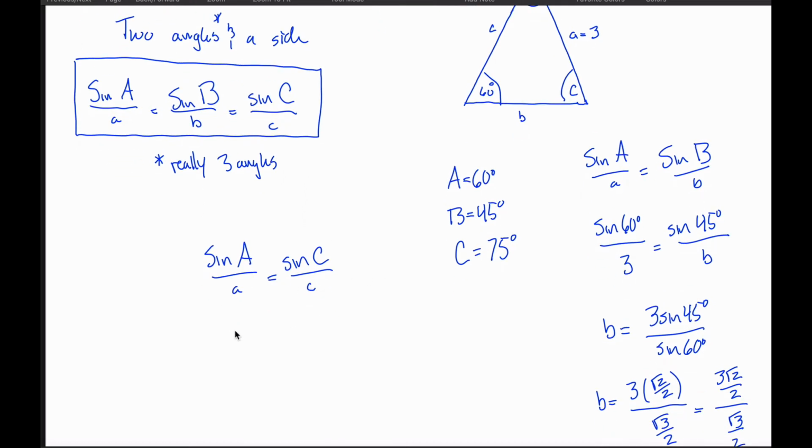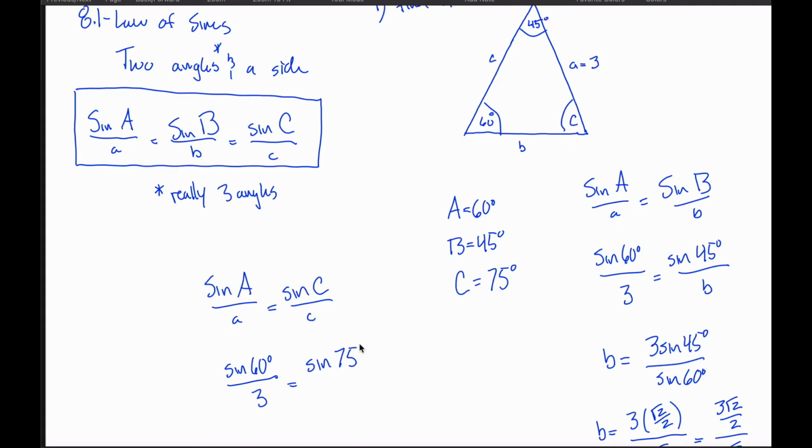At any rate, now I'm just plugging in numbers. The sine of 60 degrees, which is A, divided by little a, which was given to be equal to 3, is equal to the sine of C. C is 75 degrees. Divided by little c, that's the thing that I don't know.